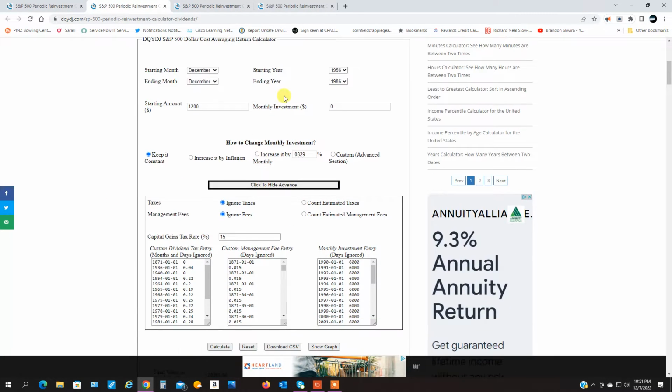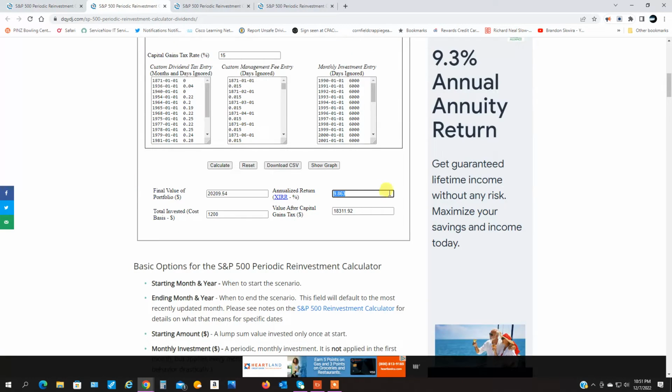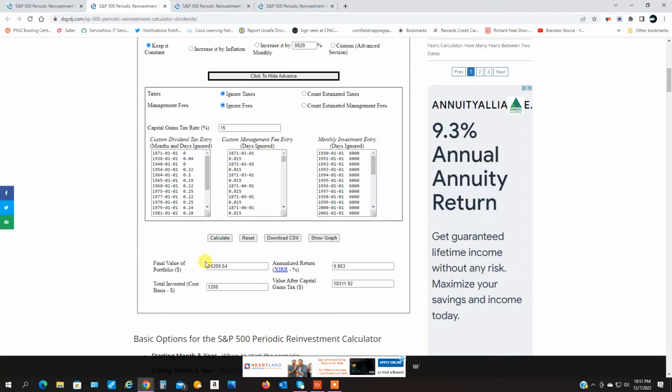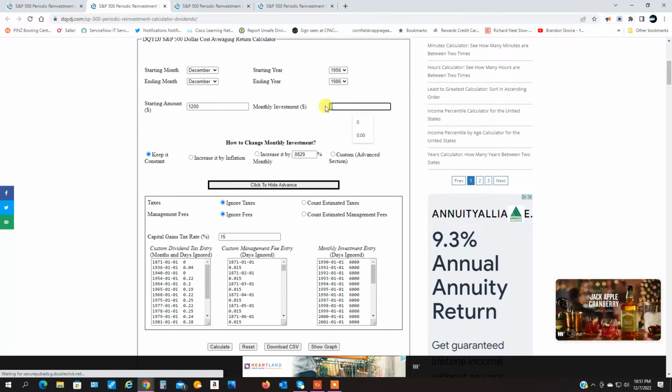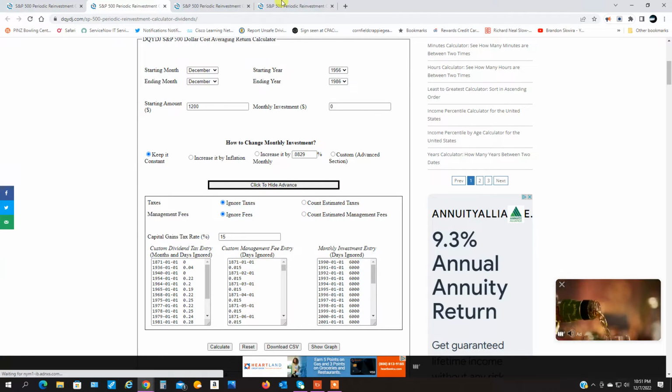So here we go. Here's the 30-year return. Good solid gain, just under 10%. And that's what $1,200 turns into with dividends reinvested. So we're just tracking that amount in 1956. We're not tracking the additional investments.